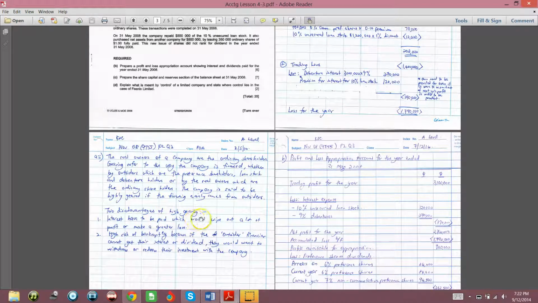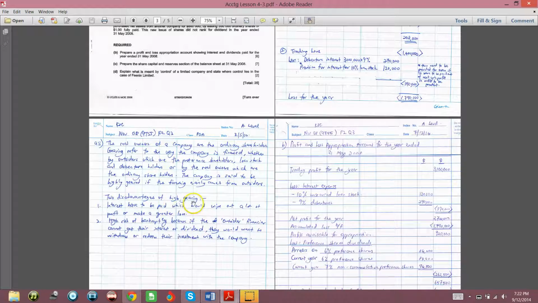Two disadvantages of high gearing. Interest has to be paid, which would wipe out a lot of profits or make a greater loss. That means high borrowings, high gearing. Also a high risk of bankruptcy, because if the outside financiers cannot get their interest or dividend, they will want to withdraw or redeem their investment with the company. If you lend people money and they don't pay interest, you will say, give me back my money, redeem it, because the company has breached your contract. That would bring the company to bankruptcy, so there is a high risk of bankruptcy.